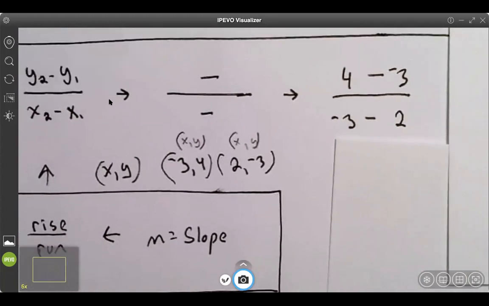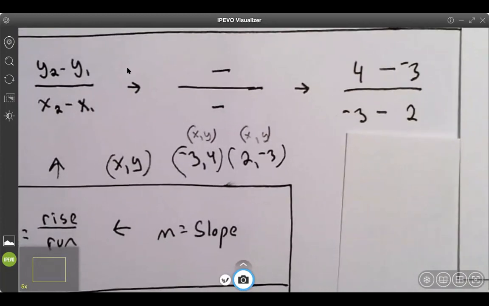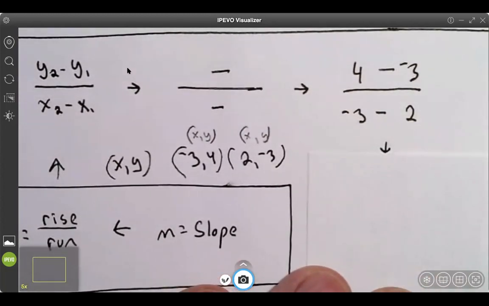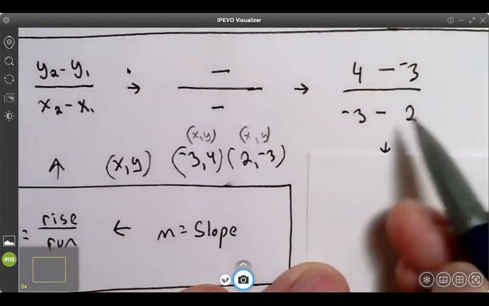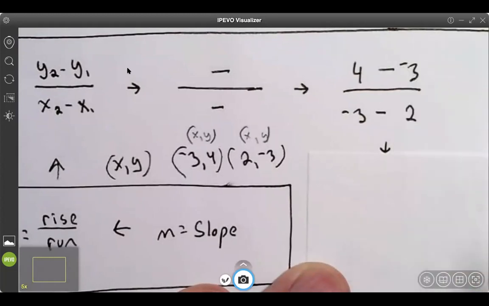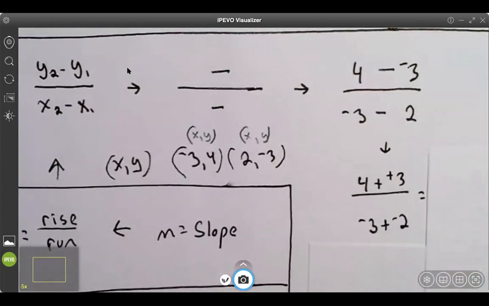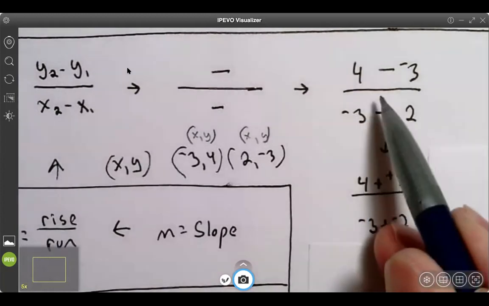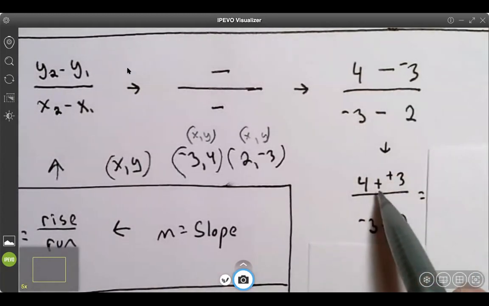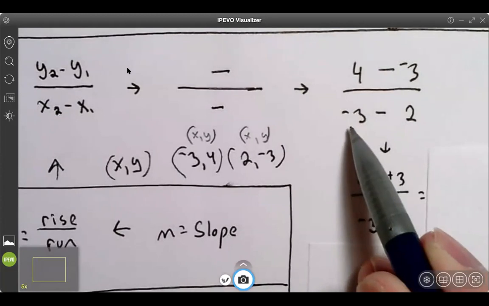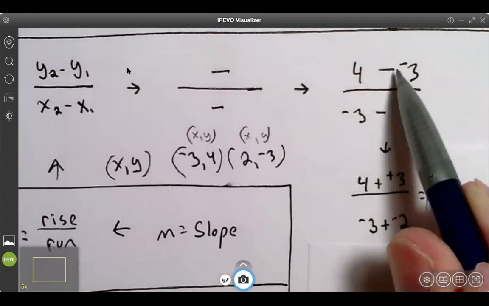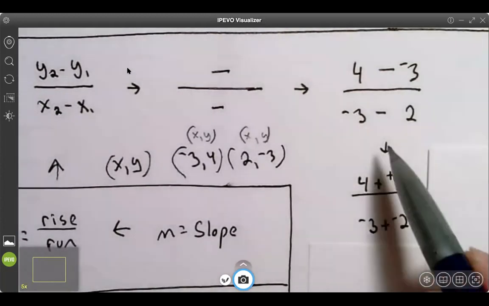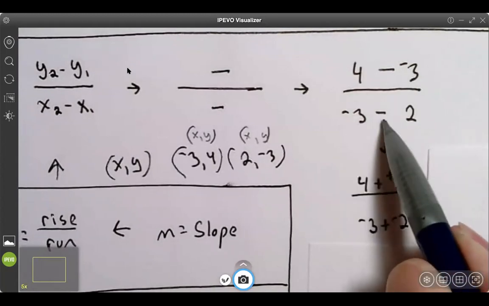So once I have written the difference in my y's over the difference in my x's, it's just a matter of working it out. When you have minus negative signs, sometimes it's best to change subtraction to addition of the opposite sign of the next number, to make it look like this. Instead of having minus negative, I would change that to plus positive. And here, instead of having -3 minus 2, some people may want to change it to -3 plus -2. Doesn't matter, they're all the same. I always change my minus negative to plus. If it's just a minus sign, I normally leave it.